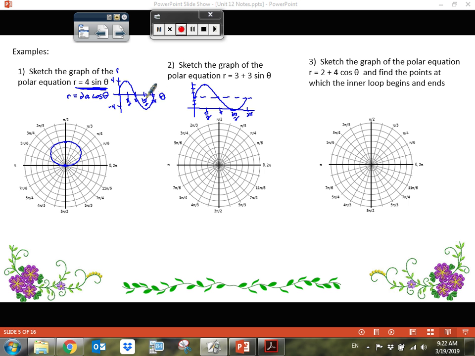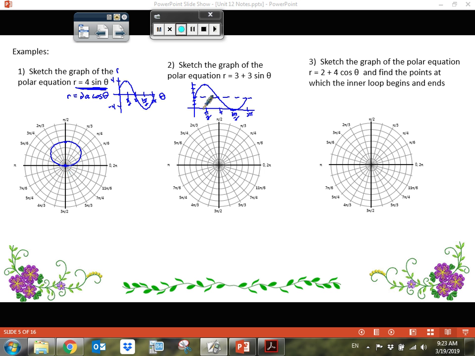At 3 pi over 2, I'm at negative 4. So at the angle measure 3 pi over 2, I'm at negative 4. Where would that put me? Over here, right? We're just basically retracing my circle again. So in this case, the Cartesian period was 2 pi, but the polar period was pi. It was different. Now let's investigate this one.